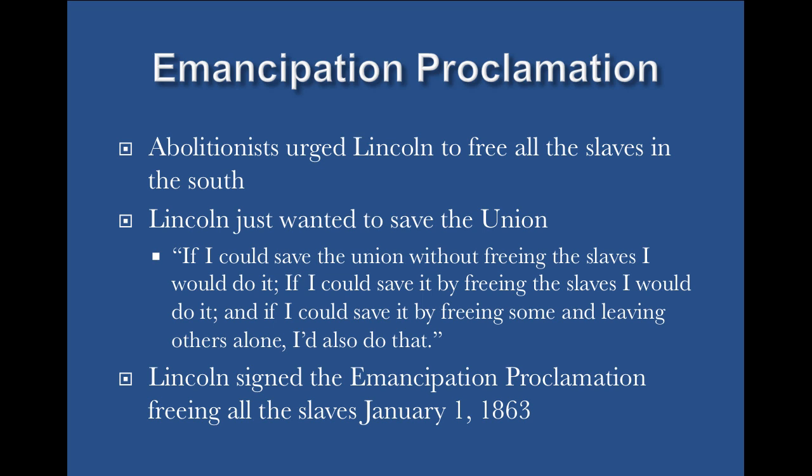What it did is it basically set out an ultimatum saying that if the southern states had not come back to the Union by January 1st, 1863, then all of the slaves in the southern territories would be free. So the Emancipation Proclamation basically frees all of the slaves that are living in Confederate territories.